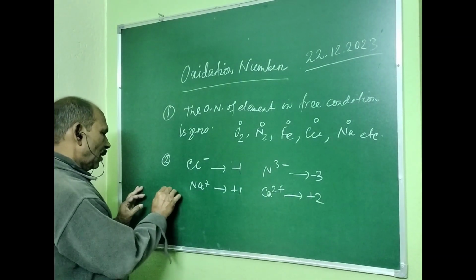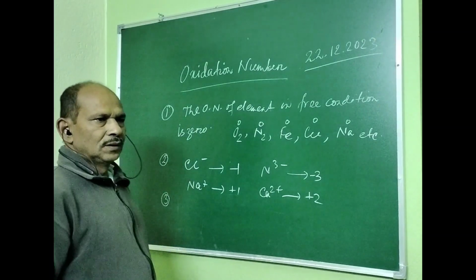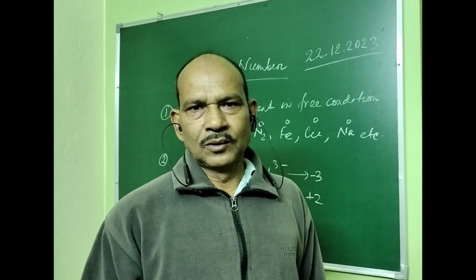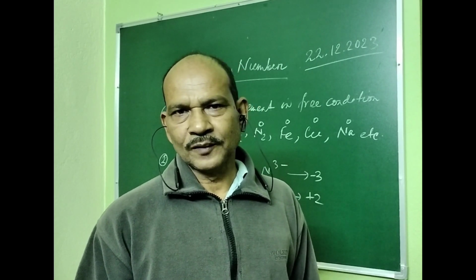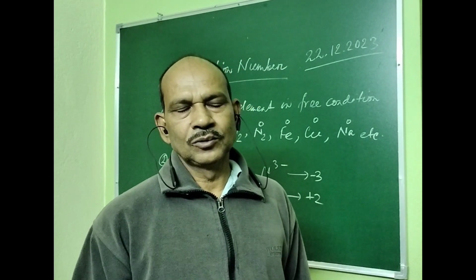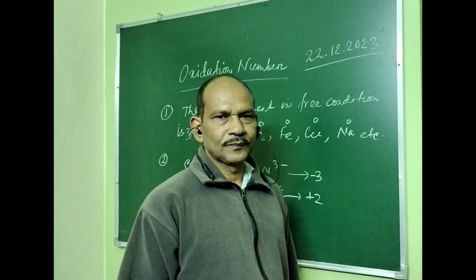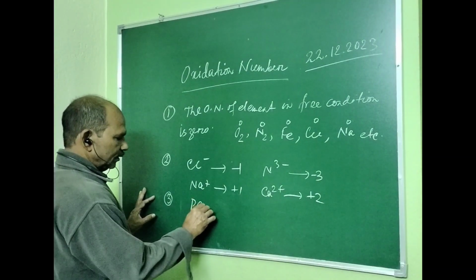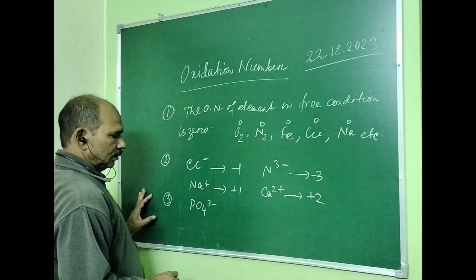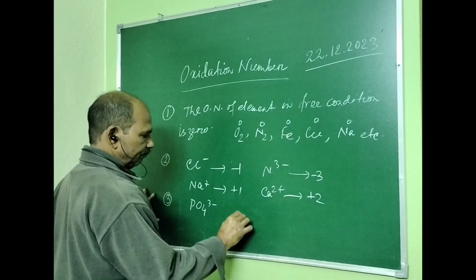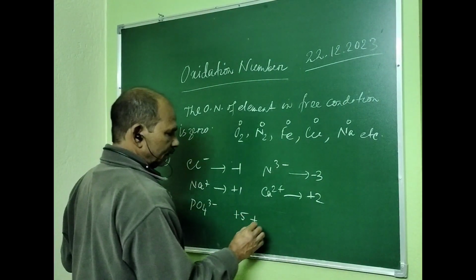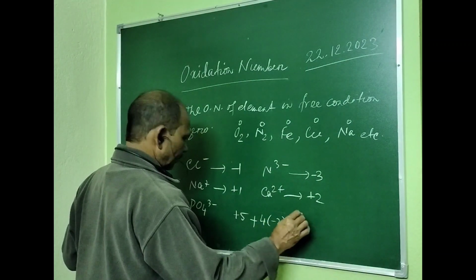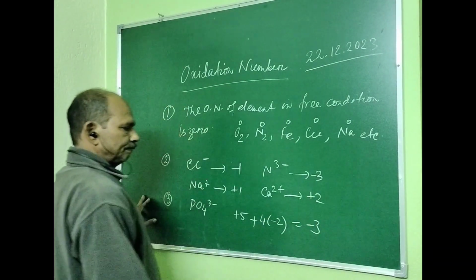For multi-atom ions, the summation of total oxidation numbers will be equal to the charge of the ion. Suppose PO4 3 minus, phosphorus is here +5 plus oxygen is -2, so it becomes ultimately -3.